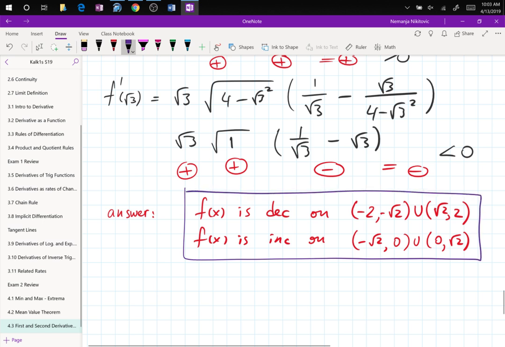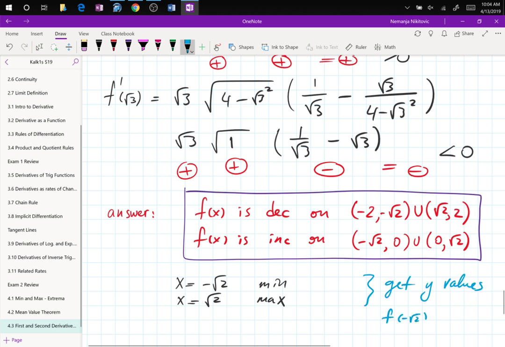And then you go and you say the stuff that you got for free, right? x equals negative root 2 is a minimum. x equals positive root 2 is a maximum. And then I'll just say here, as in blue, get y values. So you go f of negative root 2, you just compute the original equation, right?